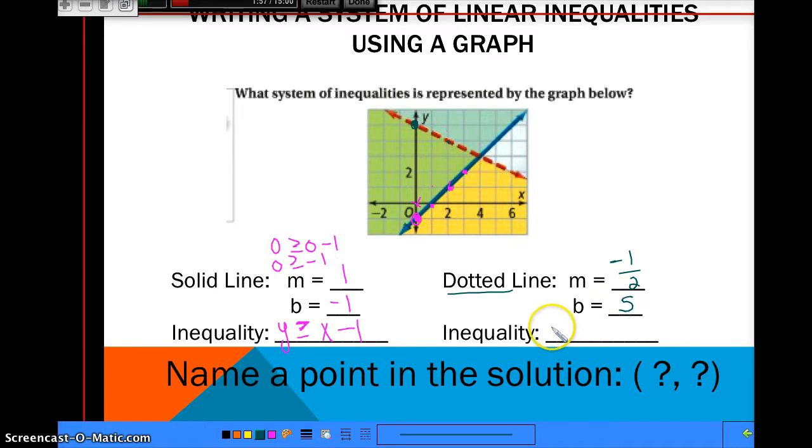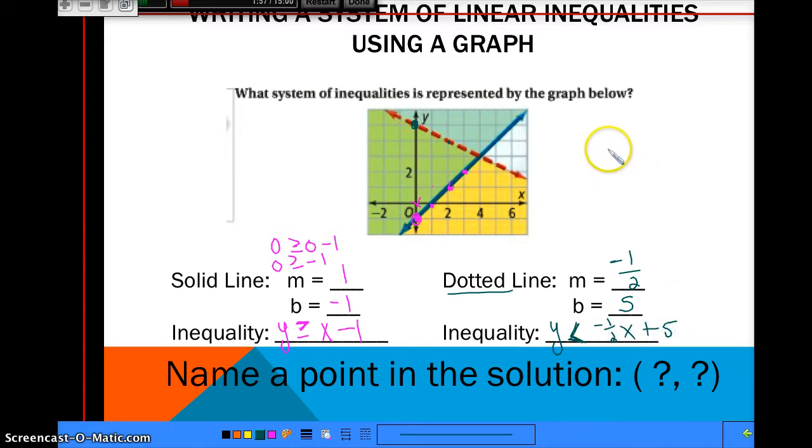So my inequality, and understand the dotted line looks like it's shaded below it because you can see the yellow over here in this area. So it looks like 0, 0 is going to work. I'm thinking because it's shaded below, it's going to be less than, can't have the equal sign because it's a dotted line, -1/2 x plus 5.